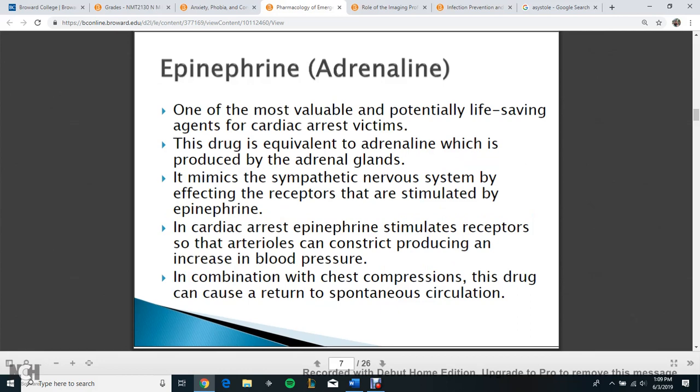Epinephrine, which is adrenaline. One of the most valuable and potentially life-saving agents for cardiac arrest victims. This drug is equivalent to adrenaline, which is produced by the adrenal glands. It mimics the sympathetic nervous system by affecting the receptors that are stimulated by epinephrine. In cardiac arrest, epinephrine stimulates receptors so that arterioles can constrict, producing an increase in the blood pressure. In combination with chest compressions, this drug can cause a return to spontaneous circulation.